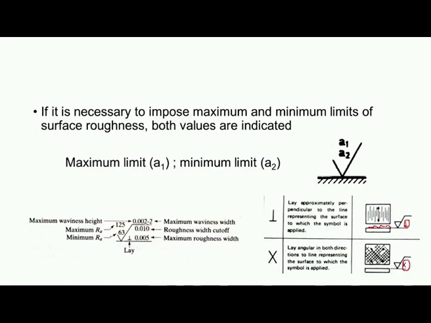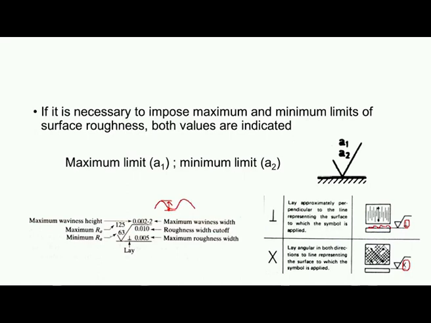lay is angular in both directions, okay. If the surface is like this, then we use the X shape here, and we can also see on the horizontal line we have mentioned the maximum waviness height, like the distance between peak to valley. What is the maximum waviness height, that is mentioned here.